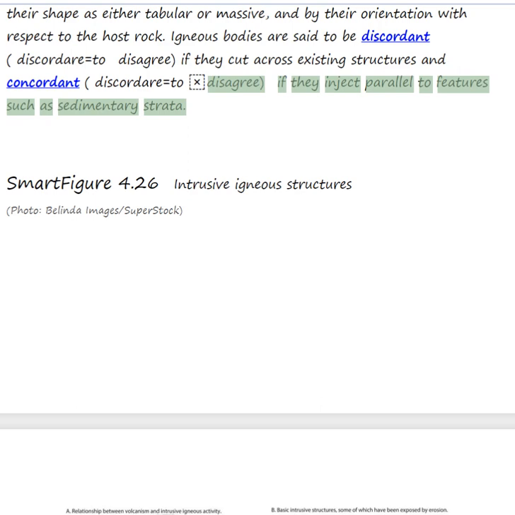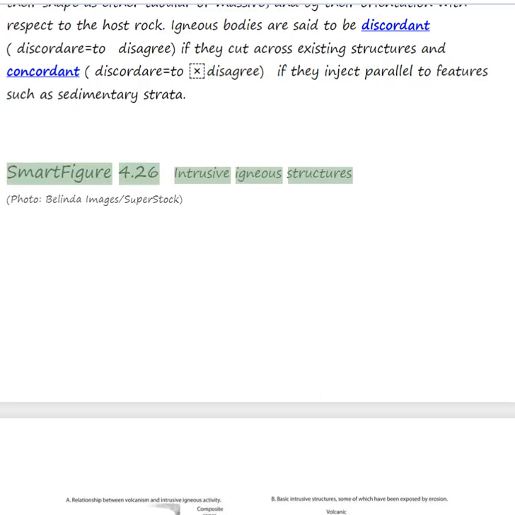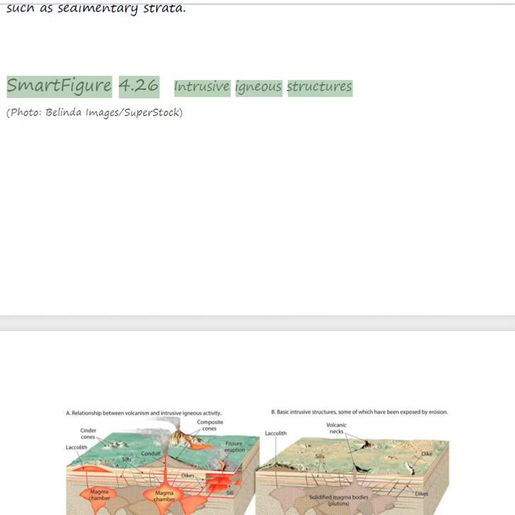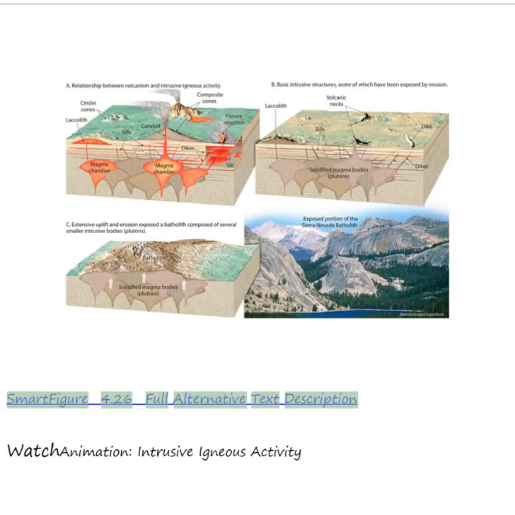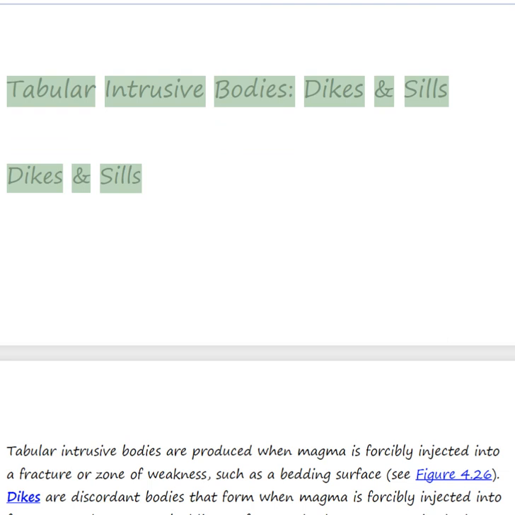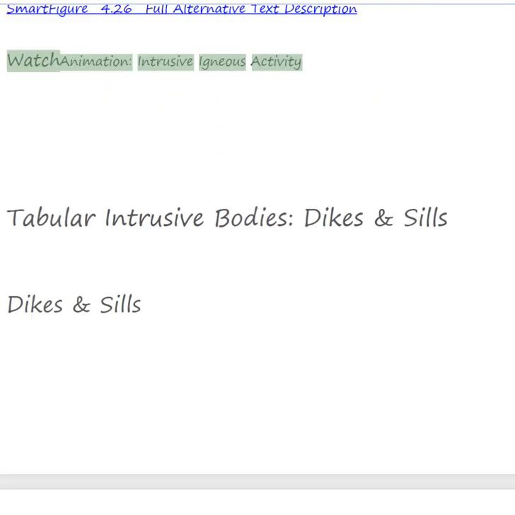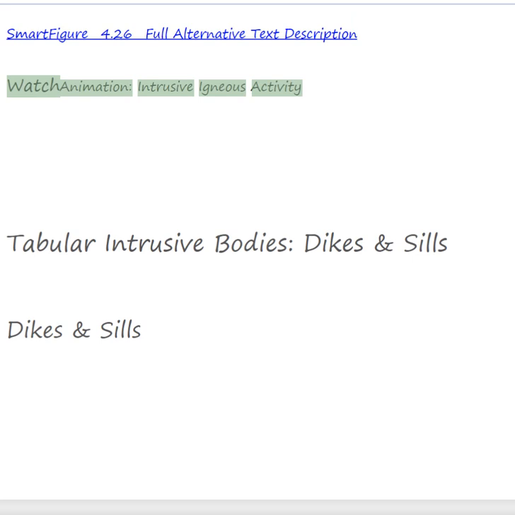Disagree, if they inject parallel to features such as sedimentary strata. Smart Figure 4.26 Intrusive igneous structures. Smart Figure 4.26 Full alternative text description. Tabular intrusive bodies, dikes and sills. Dikes and sills. Watch animation, intrusive igneous activity.